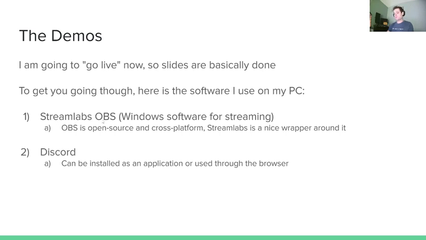So I use Streamlabs OBS for streaming. This is a Windows-only software. OBS is open source and cross-platform. It's what people are going to use on Mac or Linux. If you're going to be streaming more or less, I'm sure there are other tools out there. Streamlabs is an absolutely beautiful wrapper around OBS to make it exceedingly easy to get up and running.